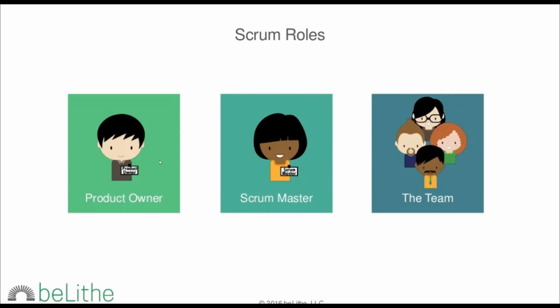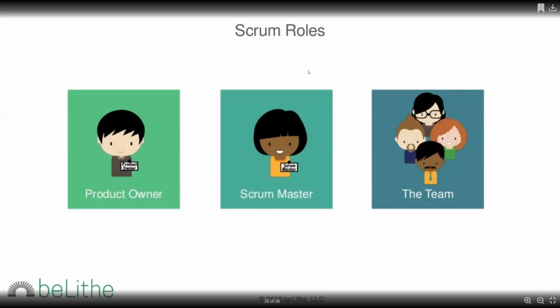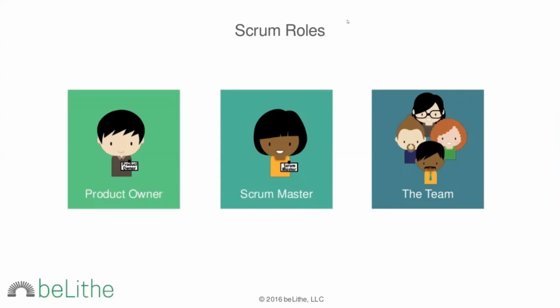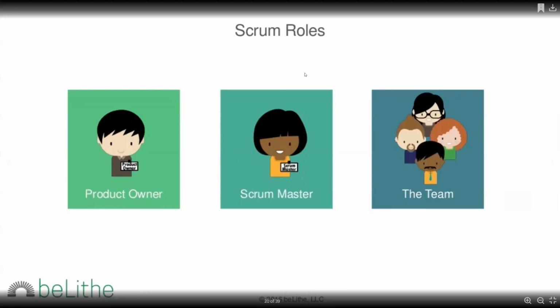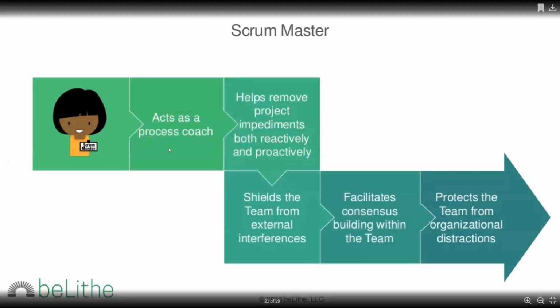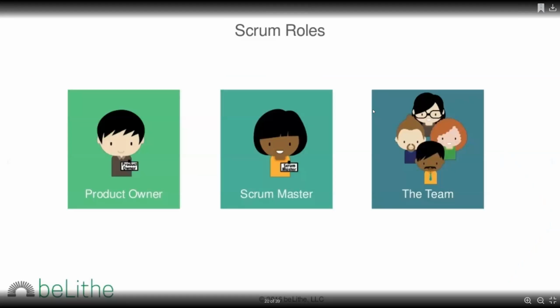And so they're a servant-leader role, and they basically are there to help remove the blocks and to make life much easier for everybody. Like it says here, as the product Scrum Master, you're the process coach. You help remove project impediments, both reactively and proactively. So as they happen, that's reactively, and proactively it's before they even happen. And you shield the team from external interferences. So that's why you're here as a Scrum Master.